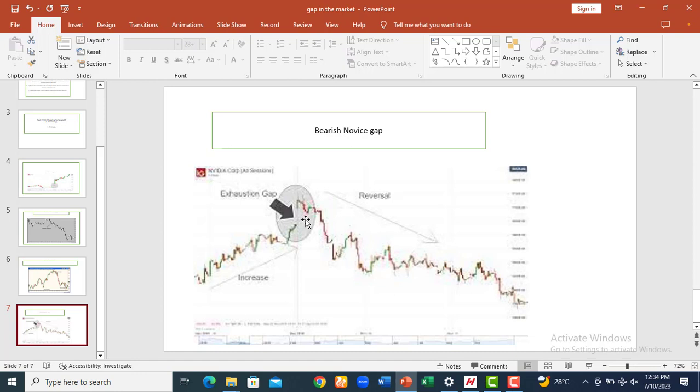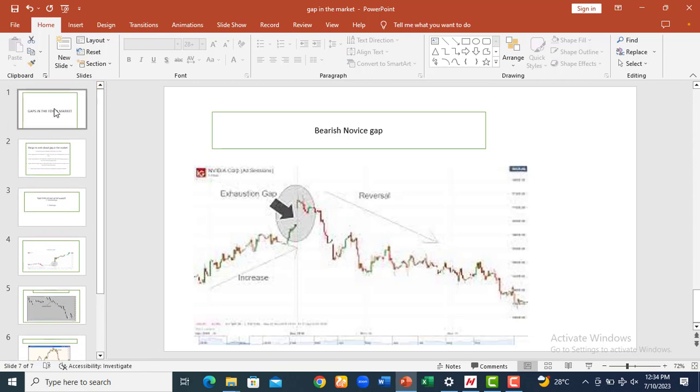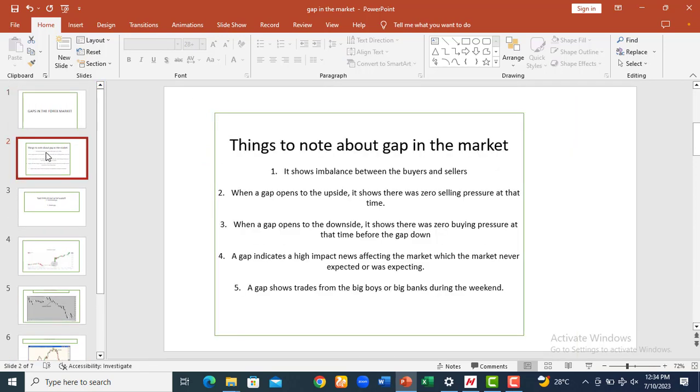So as a way of recap, let's go over it again. Remember, we treated gap in the forex market. Things to note about gap: it shows imbalance between the buyers and the sellers. When a gap opens to the upside, it shows there was zero selling pressure at that time. When a gap opens to the downside, it shows there was zero buying pressure at that time before the gap down. A gap indicates a high impact news affecting the market, which the market never expected.